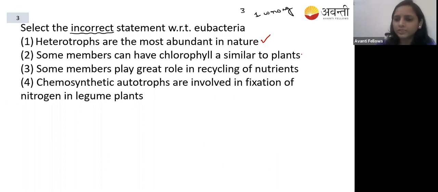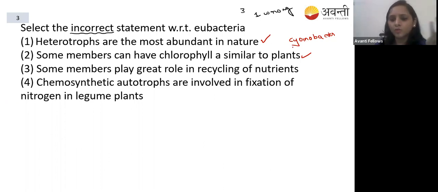Yes, we have. Which is that bacteria, guys? Yes, cyanobacteria. Cyanobacteria has chlorophyll A and B, so that is an autotrophic bacteria. Sometimes we also call it blue-green algae. Yes, so that is the correct answer.